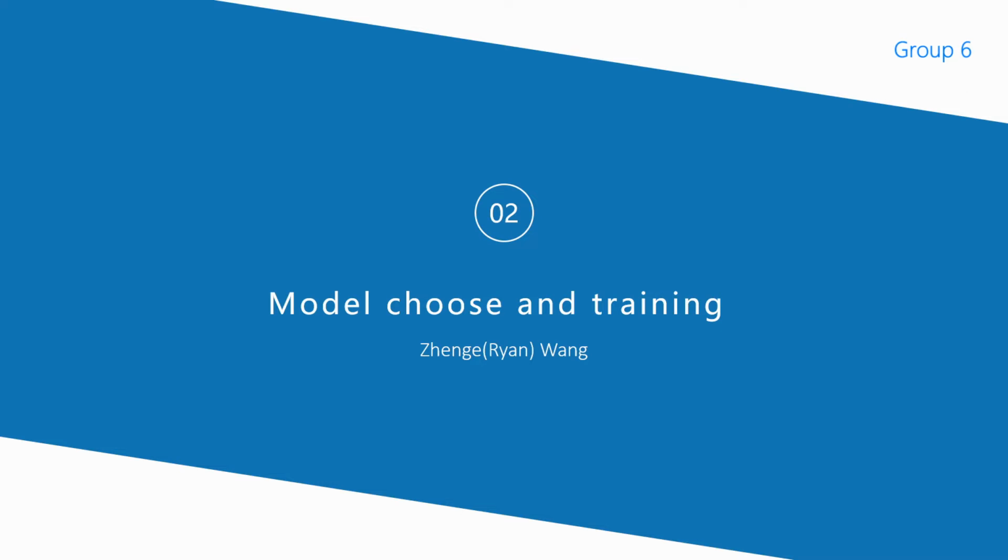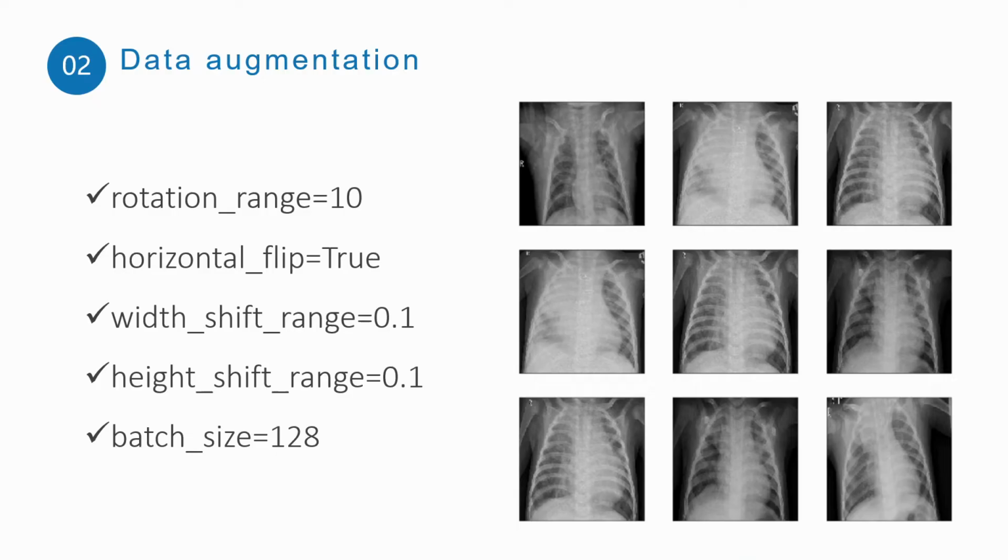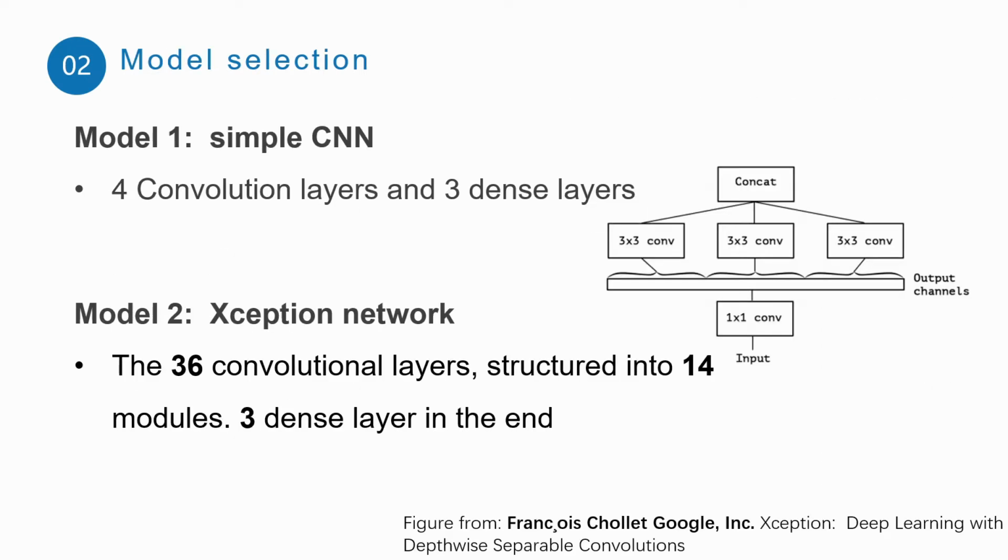My name is Ryan Wang. I will talk about our model. First, we perform data augmentation in order to prevent overfitting. We use 2 different network structures. The first one is a simple CNN. We construct 4 convolutional layers and 3 dense layers.